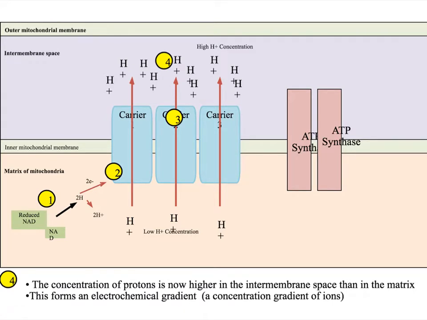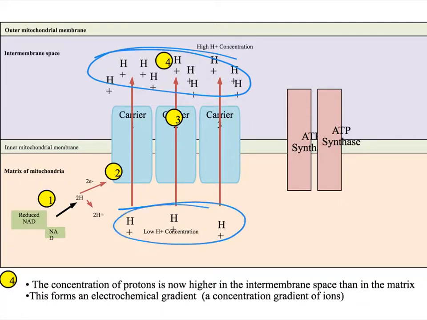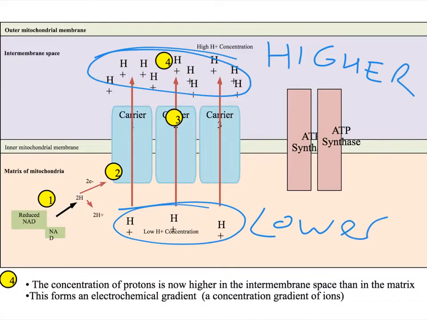Now you can see there are lots of hydrogen protons, and it's now higher in this intermembrane space than in the matrix. So this forms what we call an electrochemical gradient. You've got a much higher concentration in the intermembrane space compared to the matrix. So it's a concentration gradient of ions.